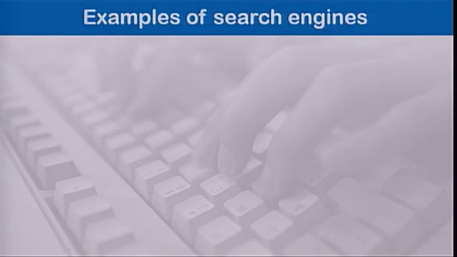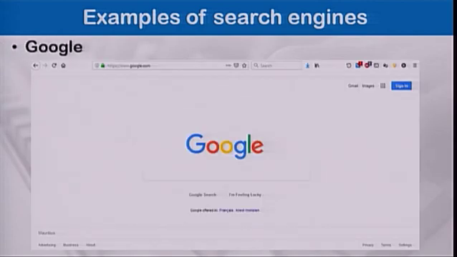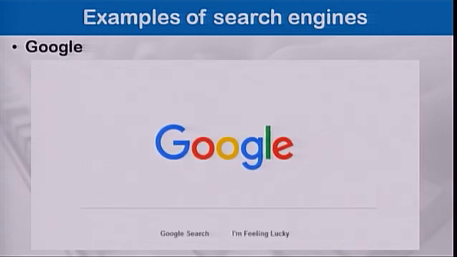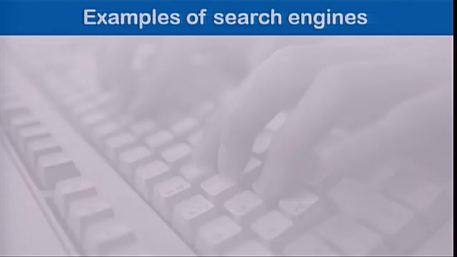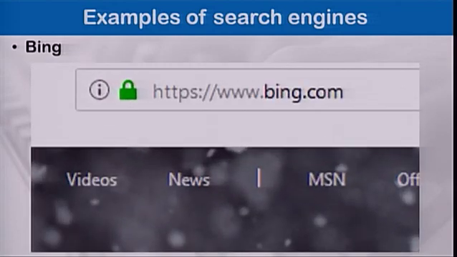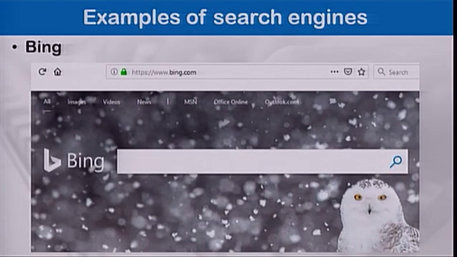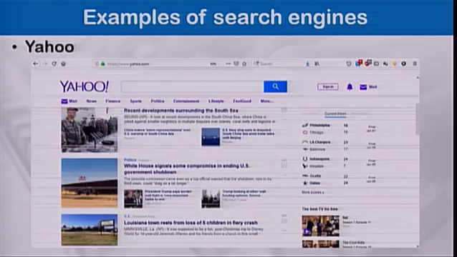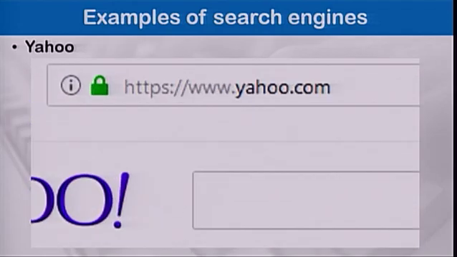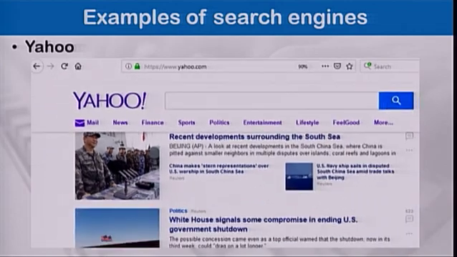Let us see some examples of search engines. There are several search engines. The most popular ones are Google, Bing, Yahoo, and Ask.